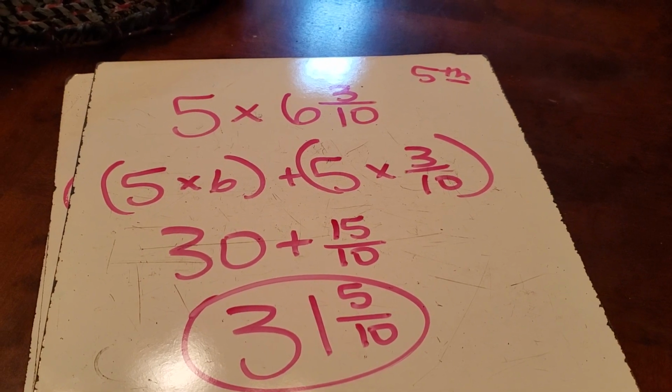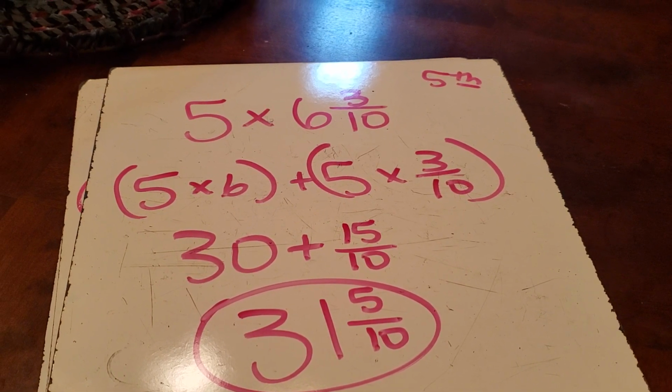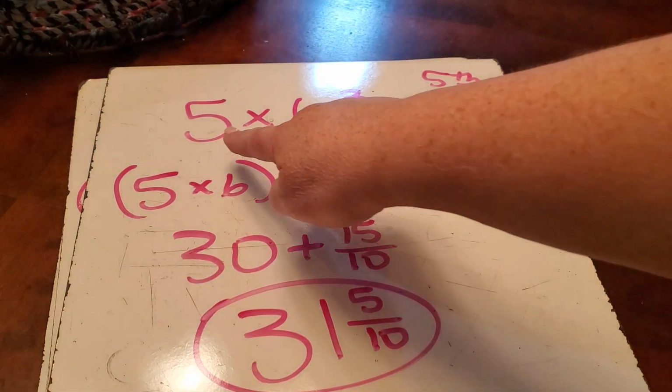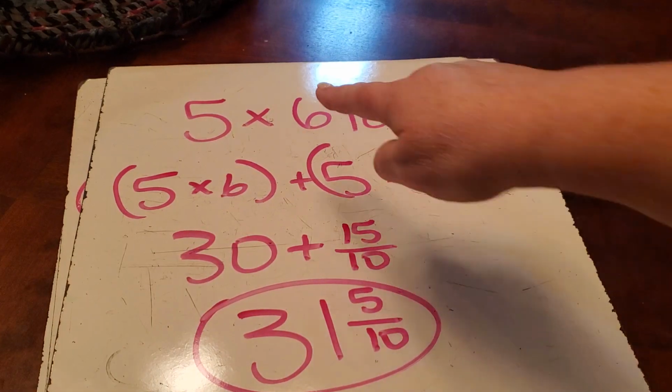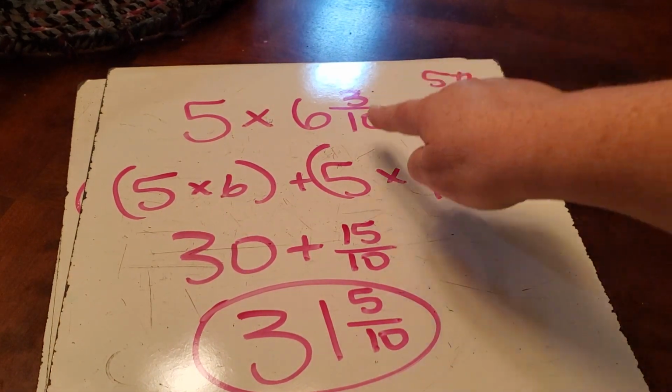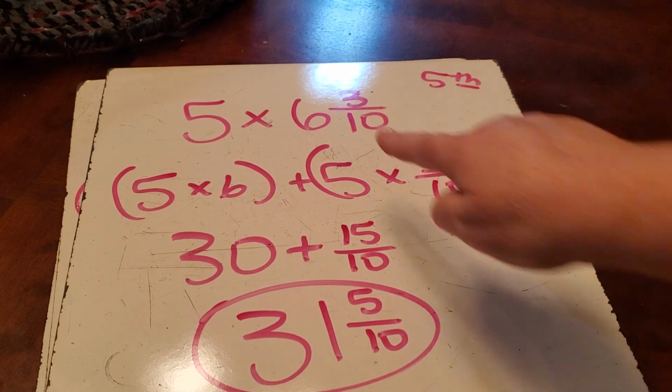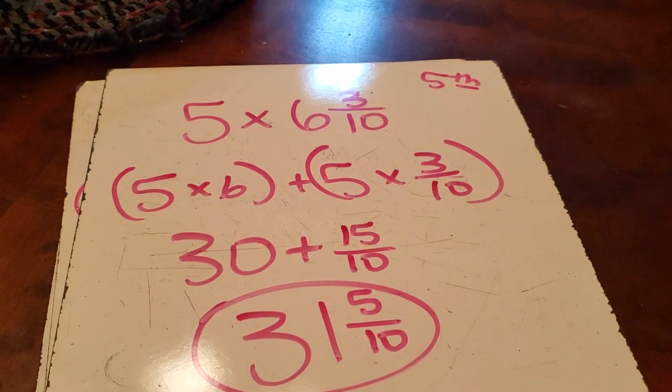So we're familiar with the distributive property. Students, let me rephrase that. Students are familiar with the distributive property. They use it in 3rd grade. They use it in 4th grade. So now let's just extend that to 5th grade work. We can take this 5 and distribute it to the 6 and to the 3. We've just decomposed this mixed number.